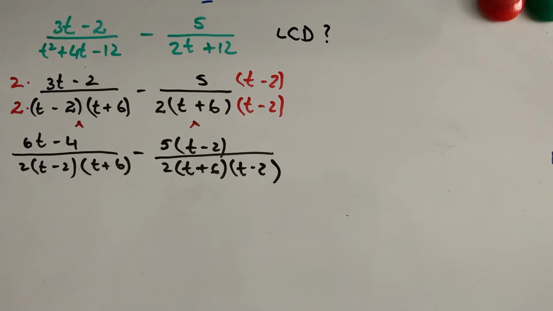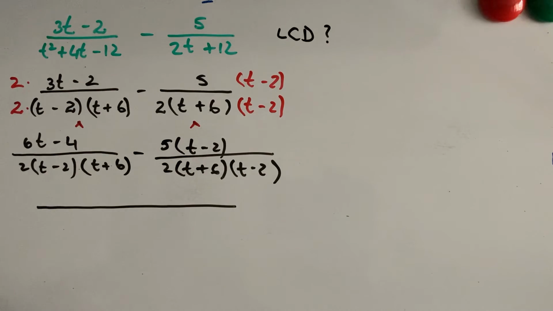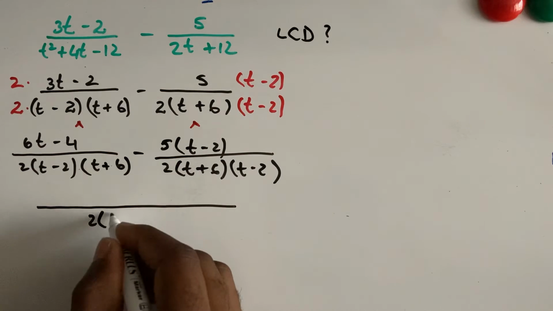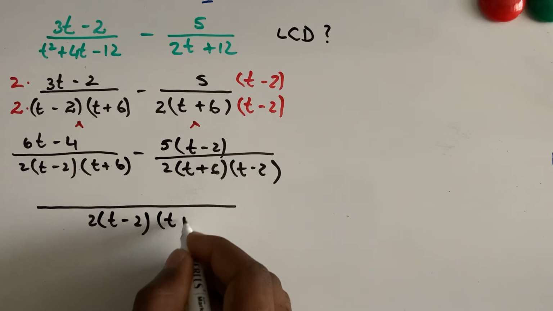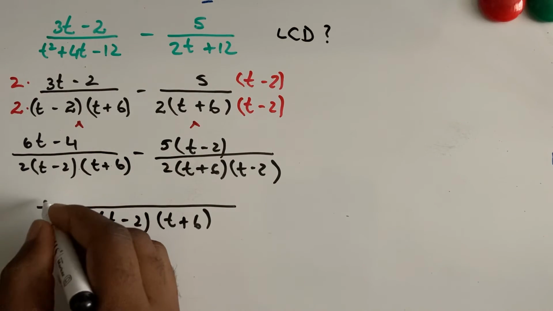Guess what? When looking at this, what do you see? They have the same denominator, right? Now they have the same denominator. You can keep it and combine the top. So let's keep the denominator, 2 times t minus 2, t plus 6. So you can keep that. And you combine the top.